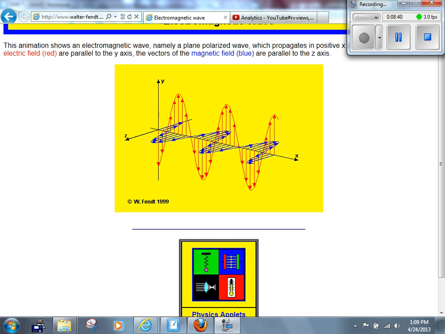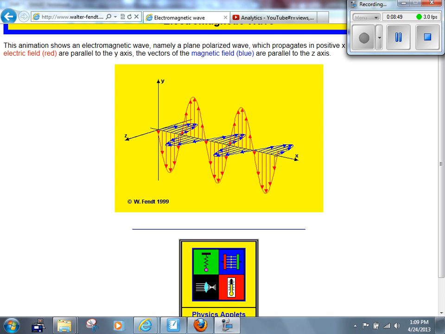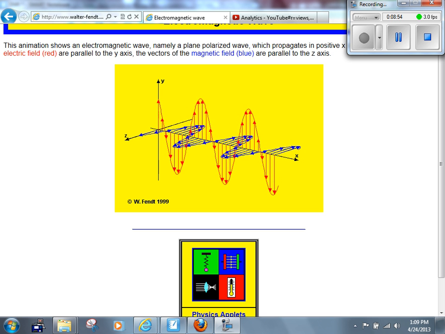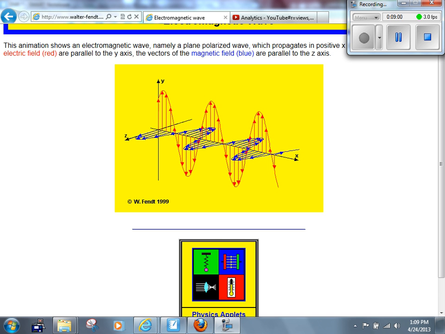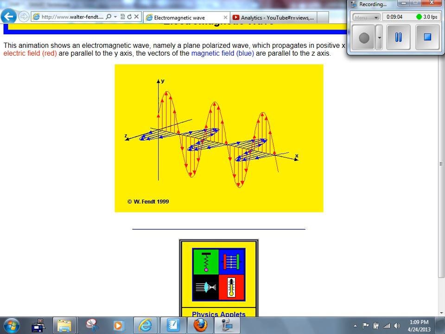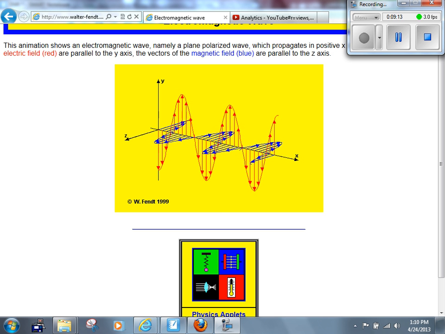Question? Where would the particle be at? It would be at the intersection of the X, the Y, and the Z axis. Which one do we have as our electric field? The red one is the electric field. That would mean that it would be oscillating, I believe, along the y-axis. If the charged particle is oscillating along the y-axis, it's going to produce the electric field parallel to that and the magnetic field perpendicular to that. Does that make sense?